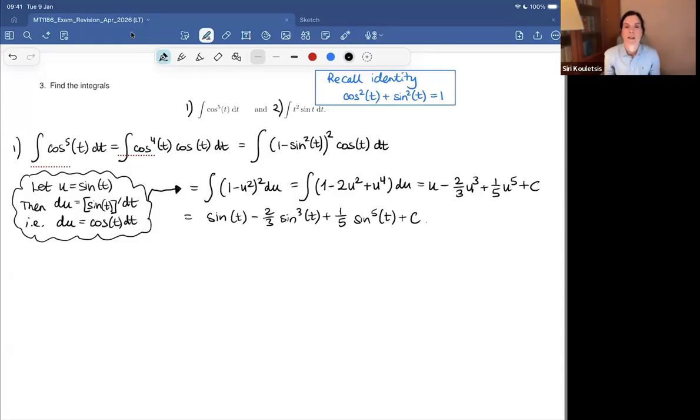Now on to the second integral here. t squared sine t dt. Have a think about how you would progress. So I have a product here. t squared times sine t is our integrand.